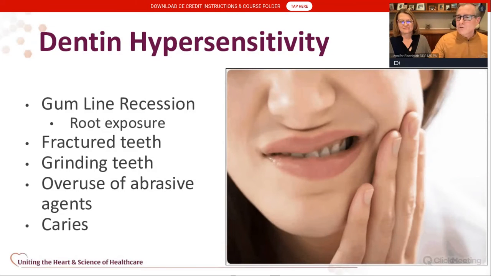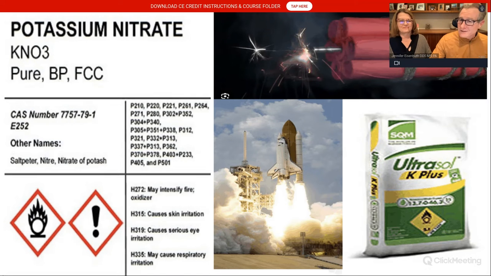What most toothpaste brands put in to manage hypersensitivity is potassium nitrate. You guys remember this from chemistry, right? Potassium nitrate, it's the same ingredient in explosives, rocket fuel, and fertilizer. How we started this conversation, there's a movement towards cleaner ingredients. Well, potassium nitrate doesn't check that box.